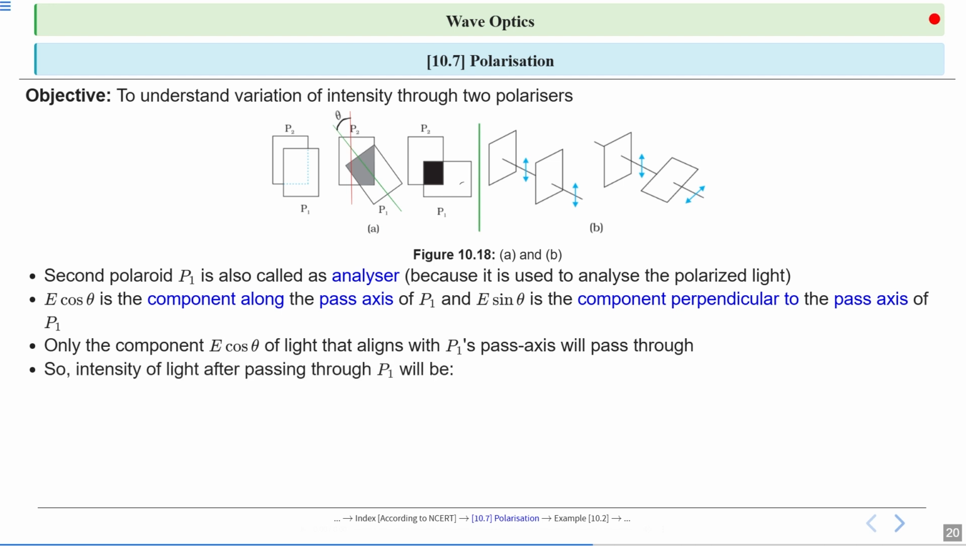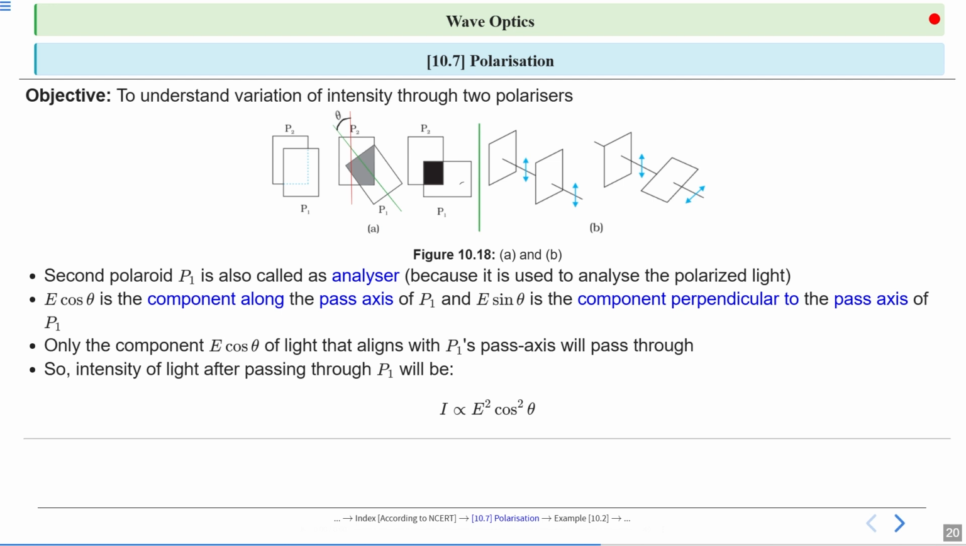Now let's consider the intensity of light after it passes through P1. The intensity is directly related to the component of the electric field that aligns with the pass axis. So the amplitude of light that passes through P1 is E cos theta. E sin theta is blocked. So the amplitude of light transmitted through P1 is E cos theta.